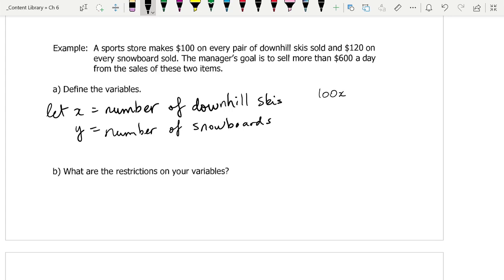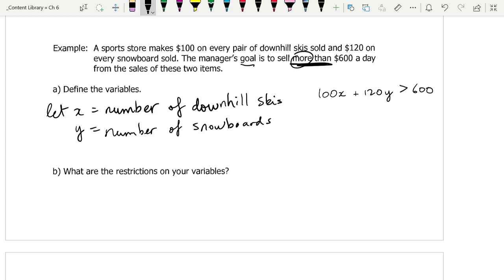Every snowboard's 120. Sell 1, it's 120. 2 is 240. 3 is 360. Y is 120 times Y. And what do we know about this? The goal is to make more than. Would he be happy if he made 600? No, he wants to make more than, greater than 600.